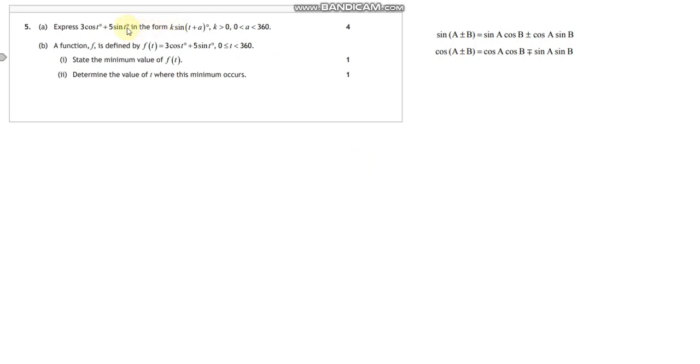Okay, where k is how much bigger it is. This was obviously the max and min of this wave, 3 and -3, 5 and -5. So how big is our wave going to be? Yeah, and we use Pythagoras for that.